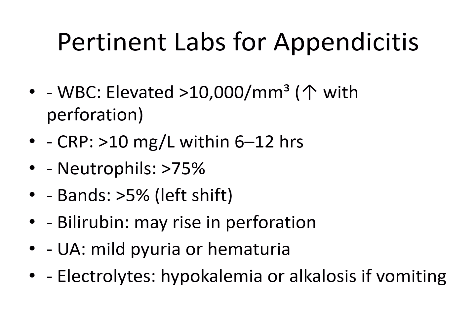CRP is often elevated at more than 10 milligrams per liter, and just remember the normal is less than 5, and it can rise within 6 to 12 hours. Neutrophils can be more than 75%, bands more than 5%, left shift. Bilirubin may also rise as well. And with a urinalysis, there might be mild pyuria or hematuria, and then electrolytes, hypokalemia, and alkalosis if the patient is vomiting.